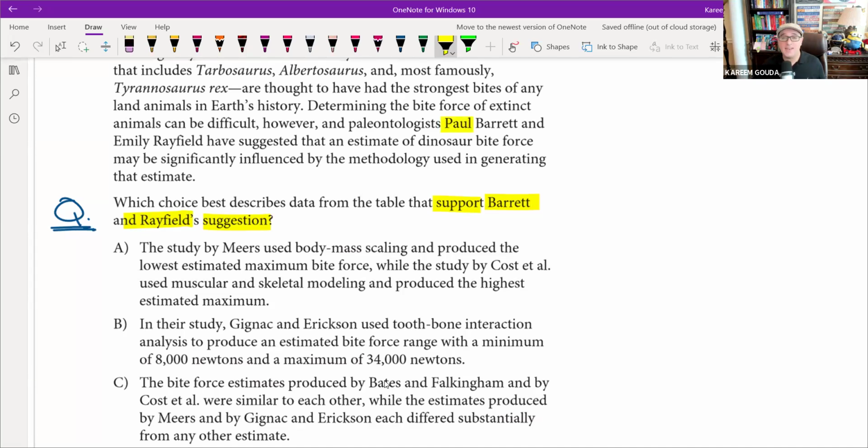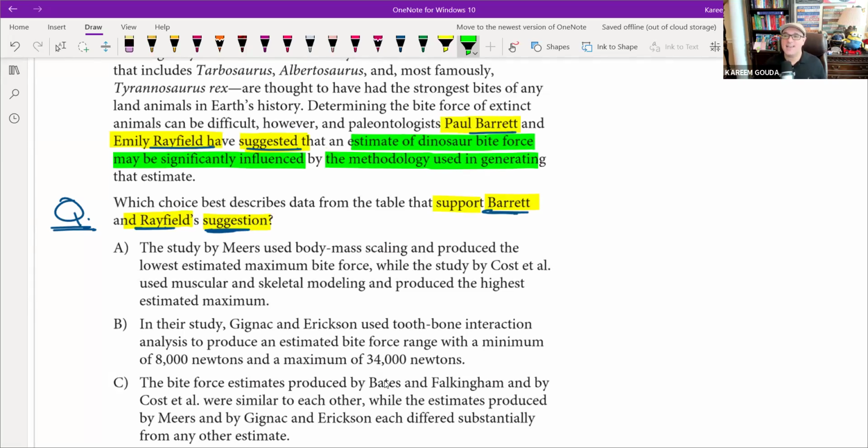Paul Barrett and Emily Rayfield have suggested. There you go. Barrett and Rayfield's suggestion. Barrett and Rayfield suggested. Okay, what did they suggest? That an estimate of dinosaur bite force may be significantly influenced by the methodology used in generating that estimate.